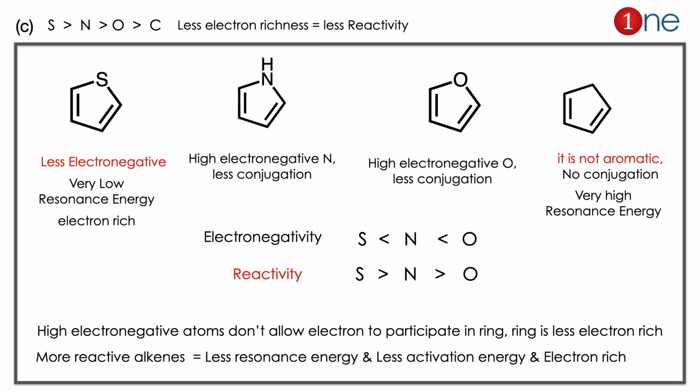Here we have already seen that electron richness is required for the Diels-Alder reaction. Oxygen will be more electronegative, then comes nitrogen, then comes sulfur. So the reactivity will be the reverse of that one. Sulfur is higher, nitrogen will be the next, oxygen will be the least one. The C is not at all aromatic, it will come in the very least case. Here high electronegativity doesn't allow the electron to participate in the ring, so it poorly reacts.